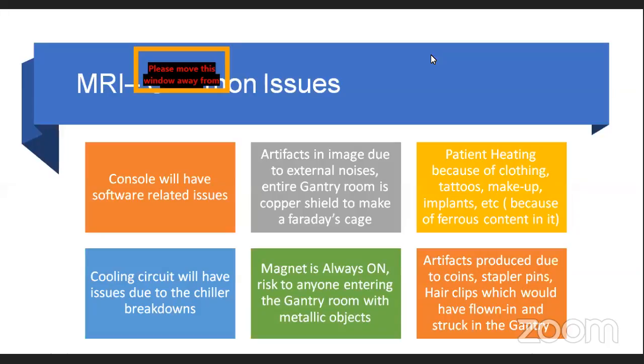Then come the cooling circuit issues. When the cooling circuit or the chiller breaks down, MRI won't function properly. The magnet is always on, so if somebody accidentally enters the room wearing any kind of metals, they can be attracted towards the MRI. Small metallic parts like coins, stapler pins, and hair clips, if they are with the patient or with the technician, can affect the quality of the images, or can even get attracted to the MRI. So the MRI scan is mainly used for tissues.